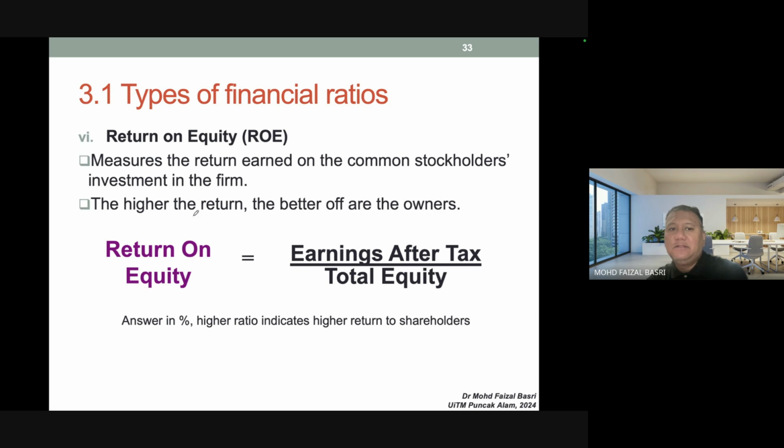Okay, sama juga, the higher the ratio, the better. It shows that the return is better for the shareholders, sebab shareholders masuk dalam dia punya apa? Contributors will be affected in the equity, total equity. Okay, the higher the ratio, the better off for the owners. Okay, lagi tinggi lagi bagus. Okay, so that's 6 types of ratios under the profitability.